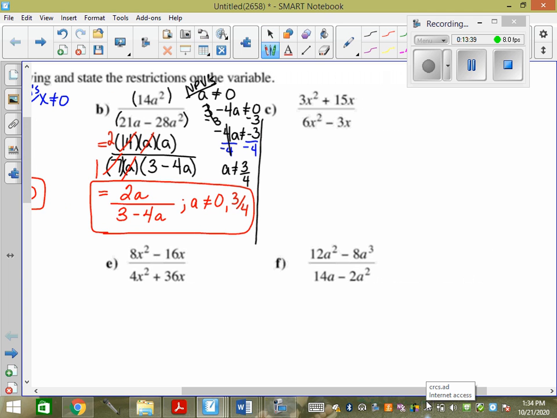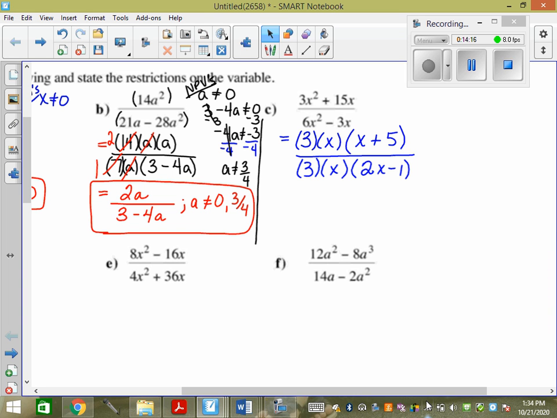C, what can I take out of the top? A 3x. I can put them in their own brackets. When I take a 3x out of 3x squared, I'm left with x plus, what's 15x take out of 3x? 5. Over 6x squared minus 3x, I can take out a 3x. And then 6x squared, take out 3x, I'm left with 2x minus 1.